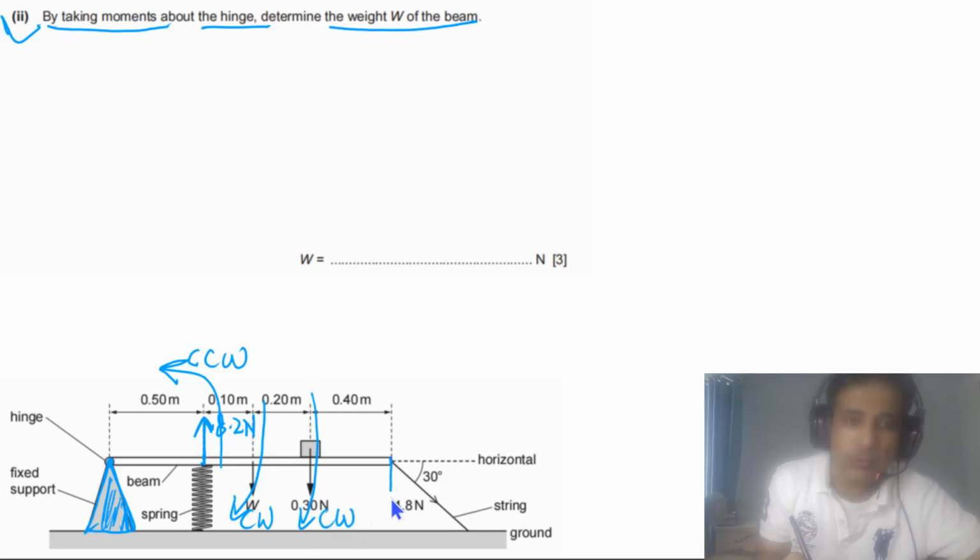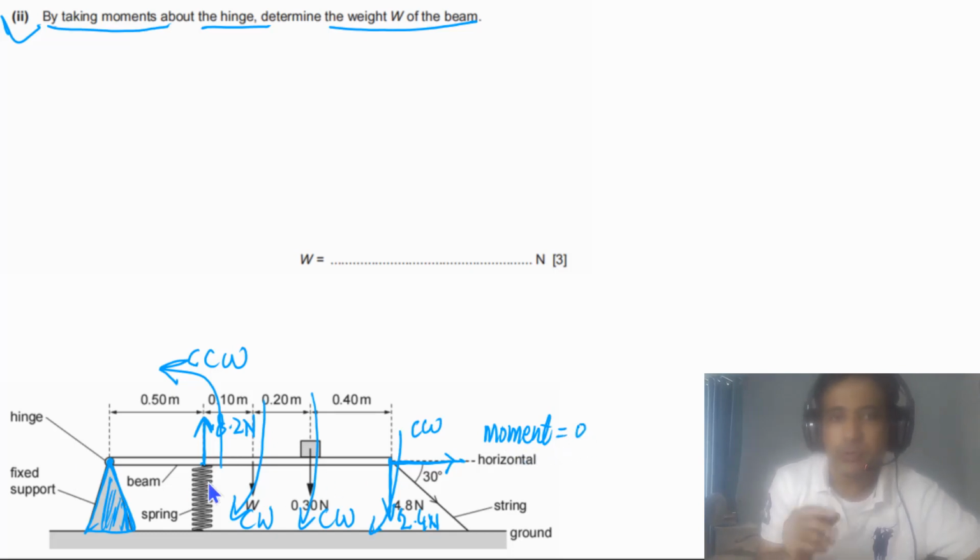And the tension has 2 components. One component is acting vertically downwards, and its magnitude is 2.4 newtons. The moment due to this component about the pivot also will be clockwise. But the moment due to the horizontal component will be equal to 0, because it passes through the pivot.